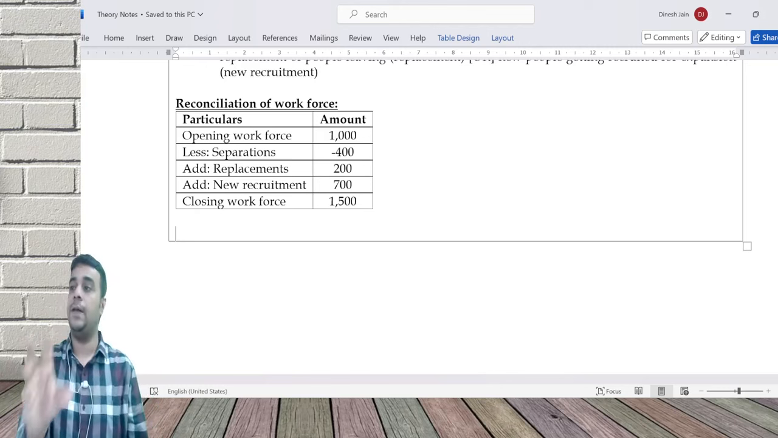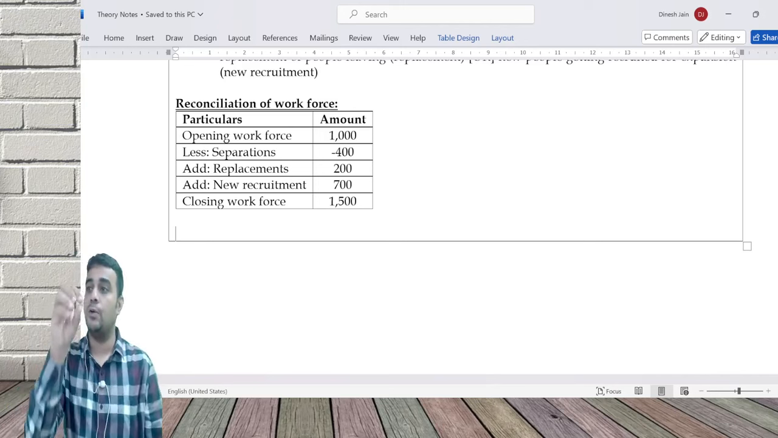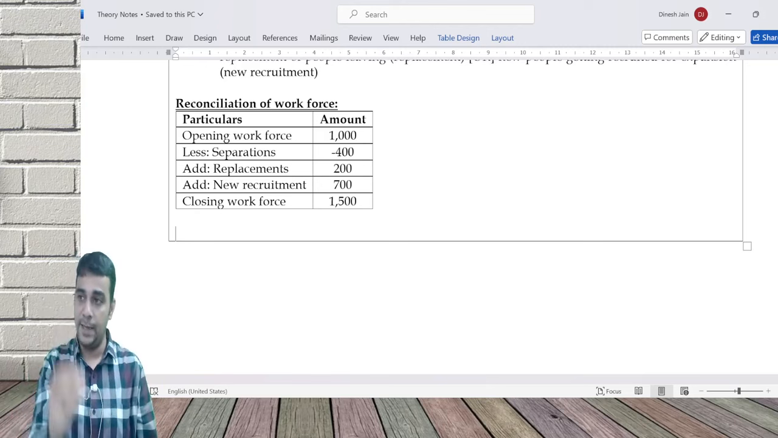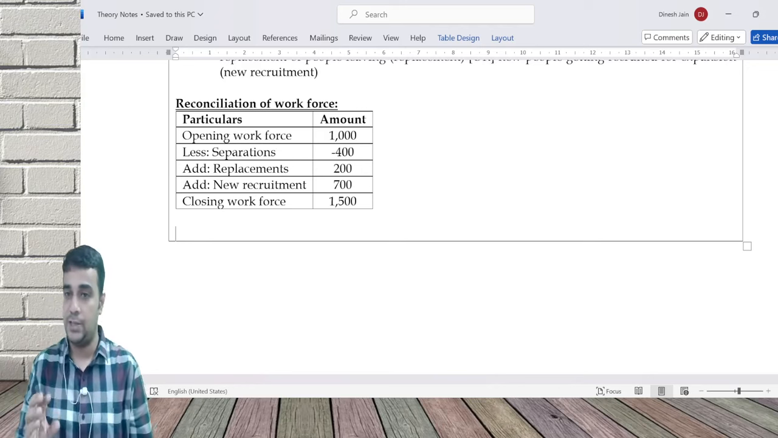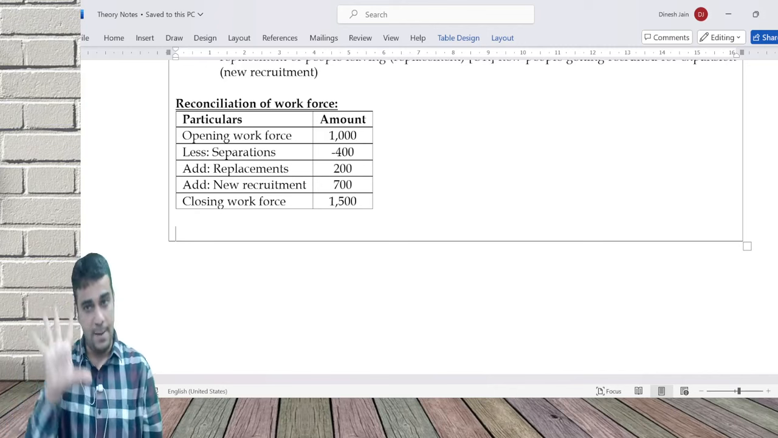Replacement method: number of replacements by average workforce. New recruitment method: number of new recruitments by average workforce. Flux method: number of separations plus number of replacements plus number of new recruitments by average workforce. And there's another method called the accession method. I'll give a formula for that. Totally I have 5 methods.